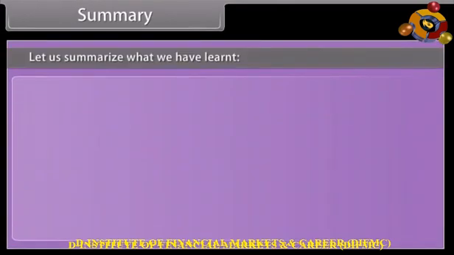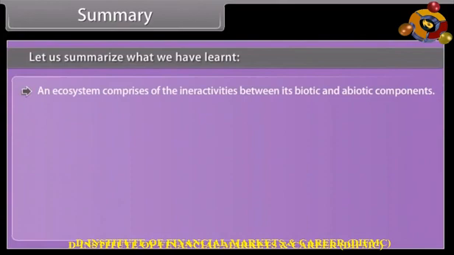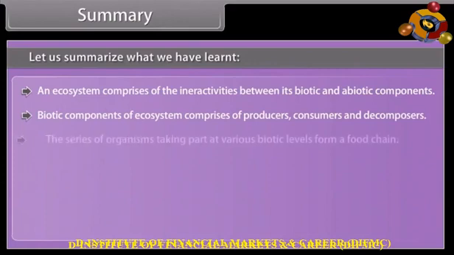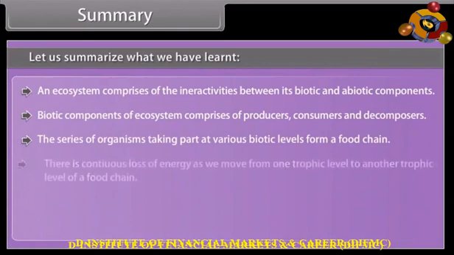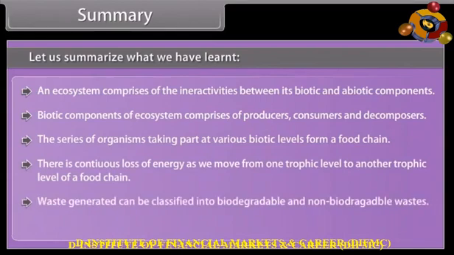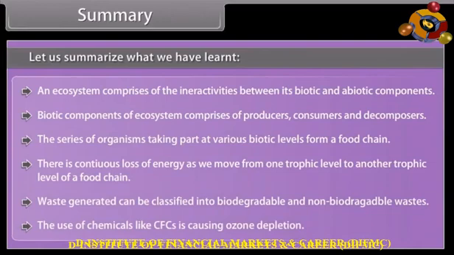Summary. Let us summarize what we have learnt. An ecosystem comprises of the interactivities between its biotic and abiotic components. Biotic components of ecosystem comprises of producers, consumers, and decomposers. The series of organisms taking part at various biotic levels form a food chain. There is continuous loss of energy as we move from one trophic level to another trophic level of a food chain. Waste generated can be classified into biodegradable and non-biodegradable wastes. The use of chemicals like CFCs is causing ozone depletion.